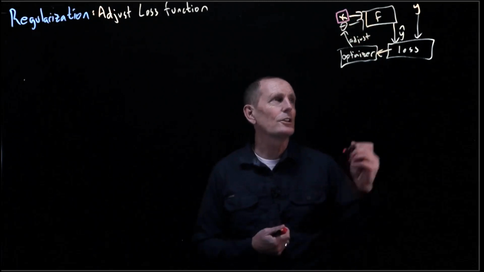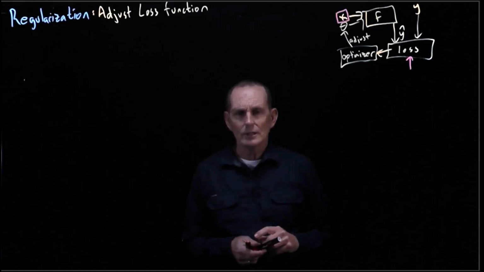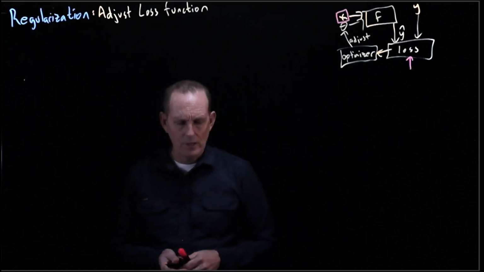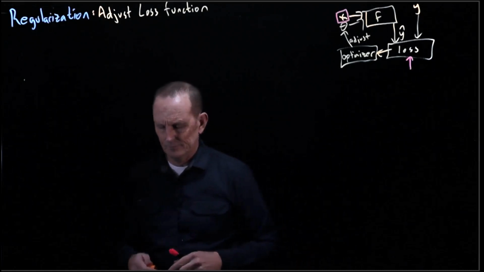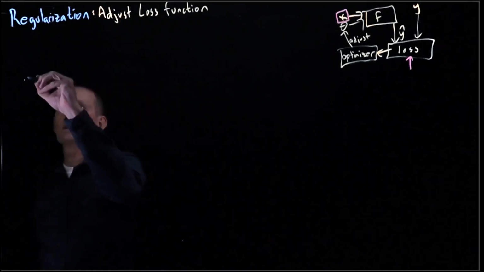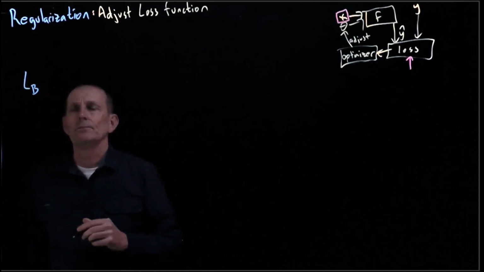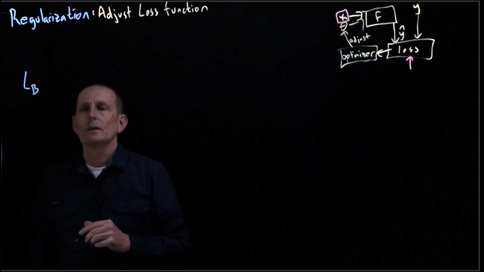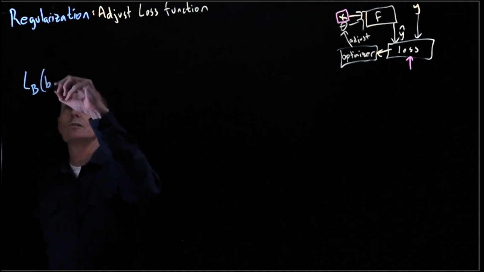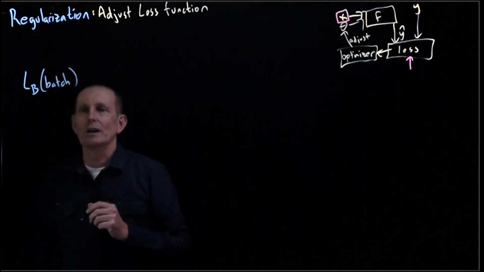Now let's look at a situation where we are adjusting the loss. So let's look at the loss. Let's define L sub B of a batch. The sub B just means it's the loss for a particular batch.